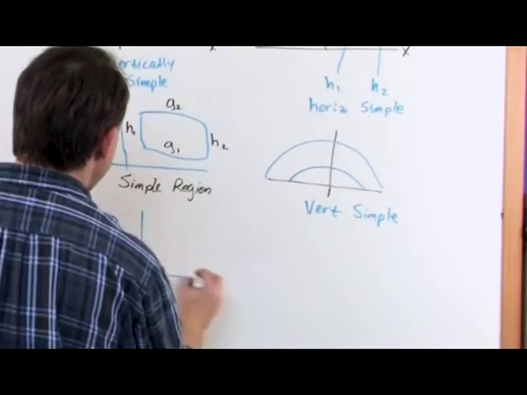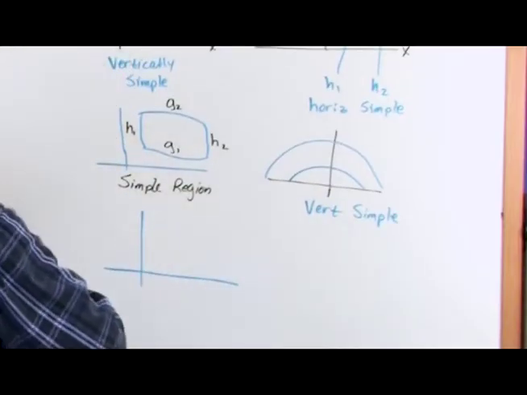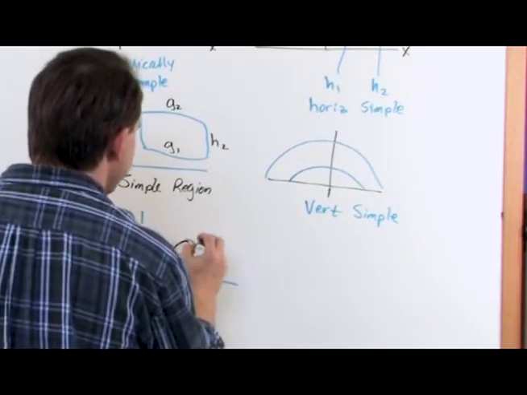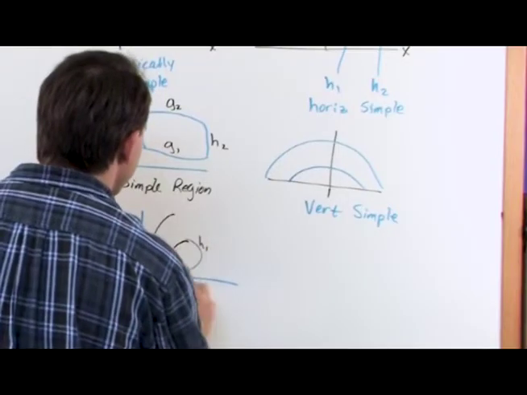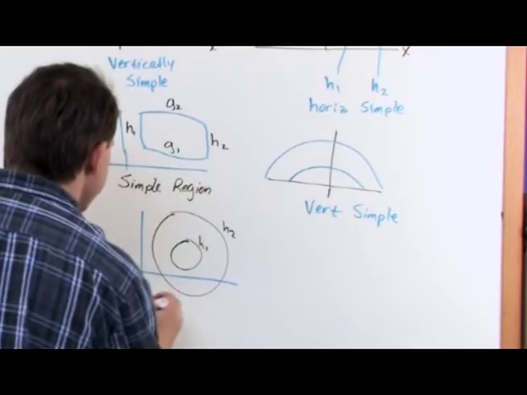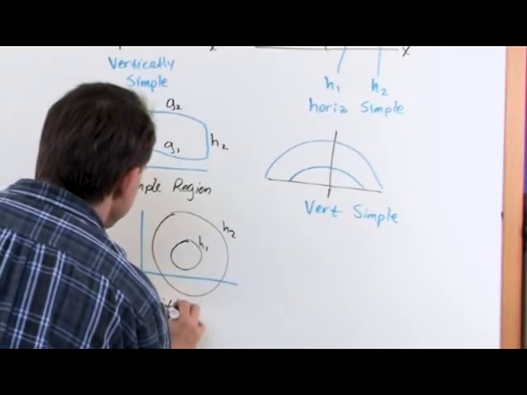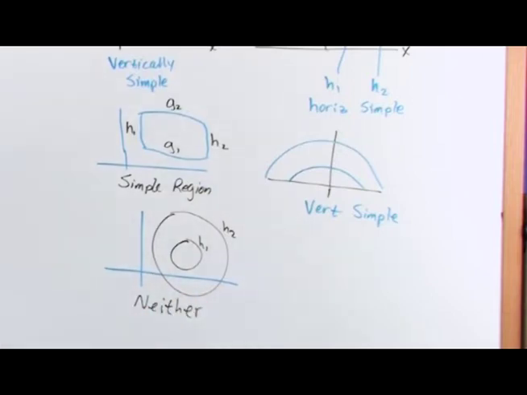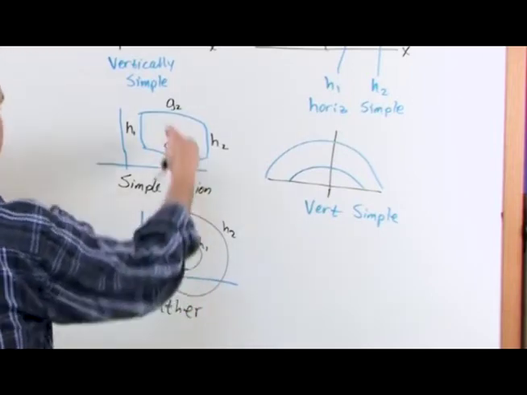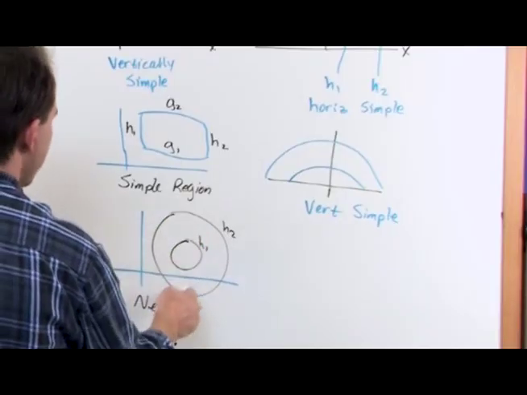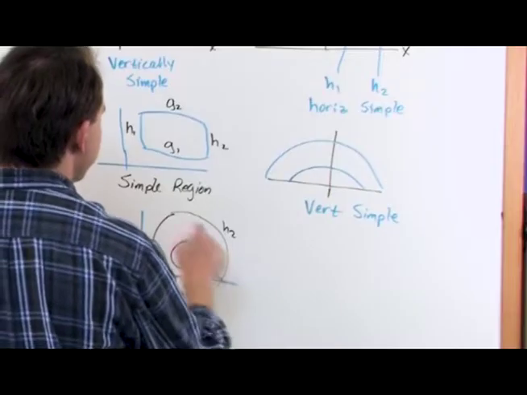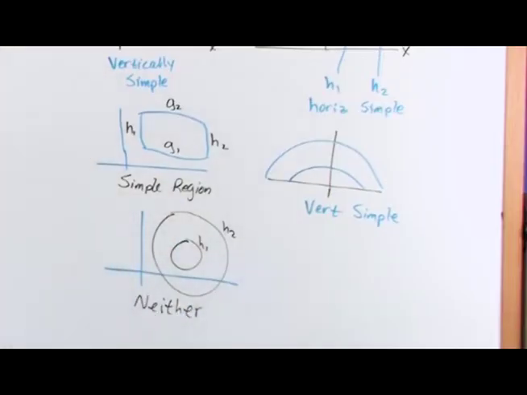The final one, and then I promise we'll get to the actual double integrals here, and you'll see why it's important, is if you had a function like this, let's say it's h sub 1, and another one over here, and that's h sub 2. This is neither. It's neither horizontally nor vertically simple. It's not simple at all. If you go this direction, you intersect the function more than one time, and if you go this way, you intersect the same function more than one time. So that is sort of a primer on vertically and horizontally simple regions.